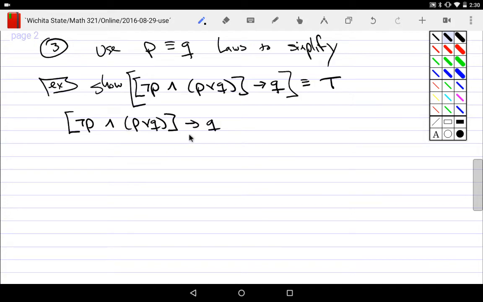I could use distribution on the left, but normally what we usually want to do, like when you do trig substitution, if you have tangents, make them sines and cosines. So try to go to ands and ors to see if it helps you. And so the first thing I'm going to do is say implication is the same thing as the disjunctive form, which is not the first.